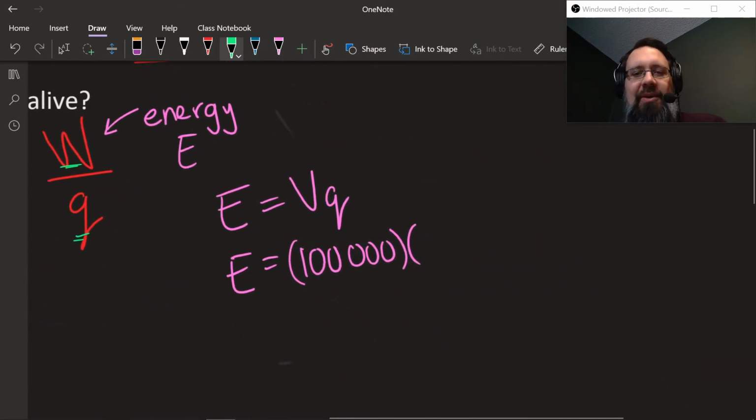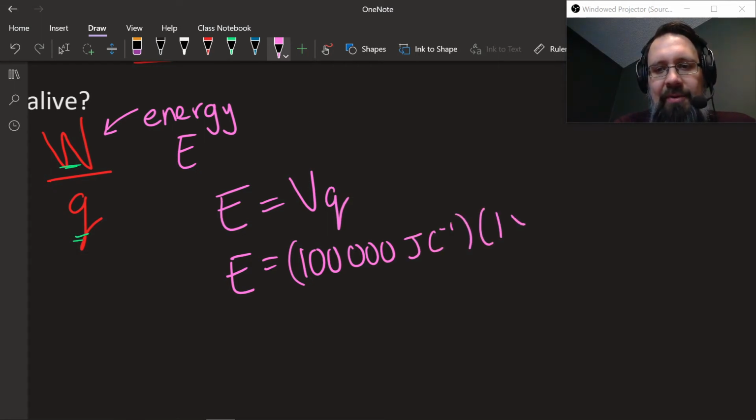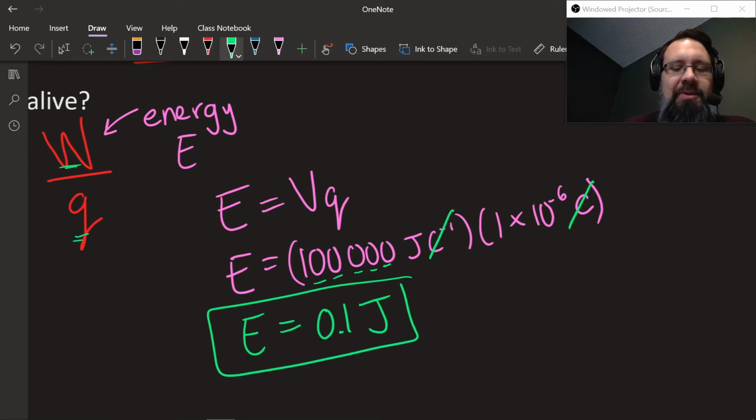So if I do that calculation, if I put in a micro Coulomb, that's 1 times 10 to the negative 6. Let me put the units in here. So this is joules per Coulomb times a micro Coulomb. Then you can see that the coulombs will cancel, and now I'll just have joules. So how much energy was transferred to me? Let's see. So this is negative 6. There's 1, 2, 3, 4, 5. So that's only 0.1 joules of energy that was transferred into me, which is not even noticeable.